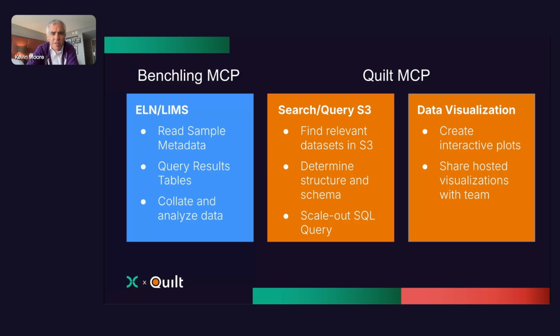In the particular example we've drawn today, we're looking at two MCP servers connected to a large language model, Claude Sonnet. In this case, we have an MCP server under development from Benchling that can read sample data, query results tables, collect and analyze that data. And then an MCP server recently released from Quilt that will search and query S3, finding the relevant data sets, and help build visualizations into Quilt packages, and also share not only the results of the visualizations themselves, but package together in a reproducible way the outputs of those queries.